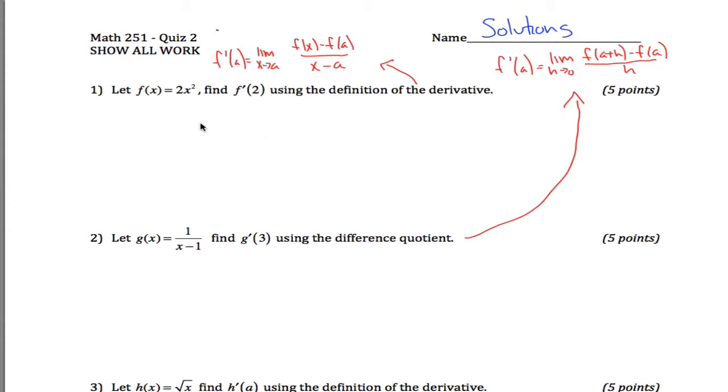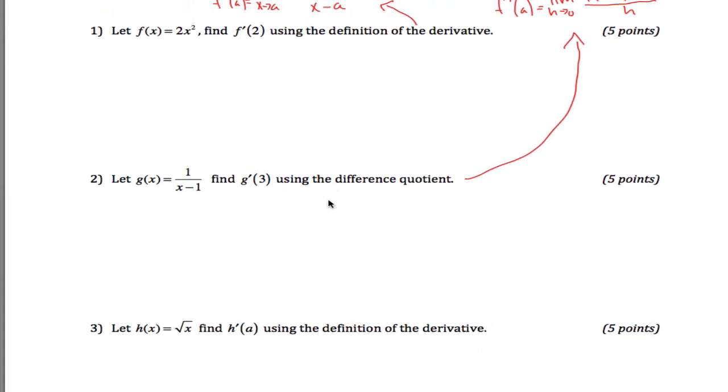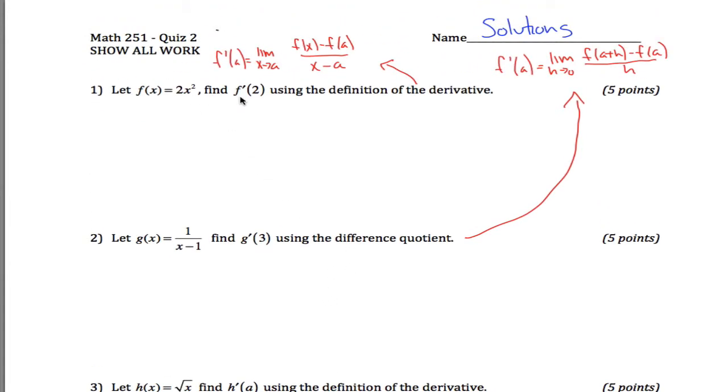Right, here's solutions for quiz 2 for math 251. Basically what we're doing is using the definition of the derivative or the difference quotient to figure out a bunch of stuff. First we want to figure out f prime of 2 using the definition of the derivative.